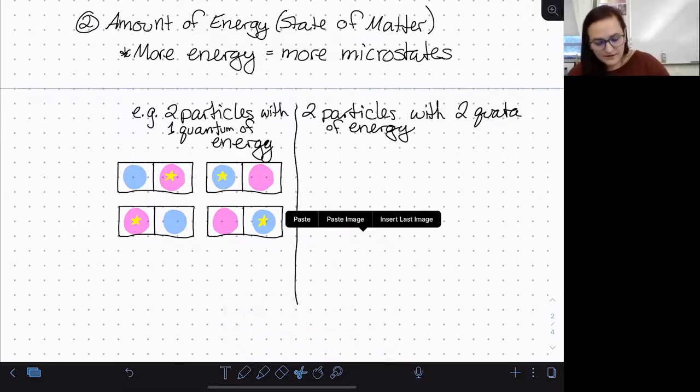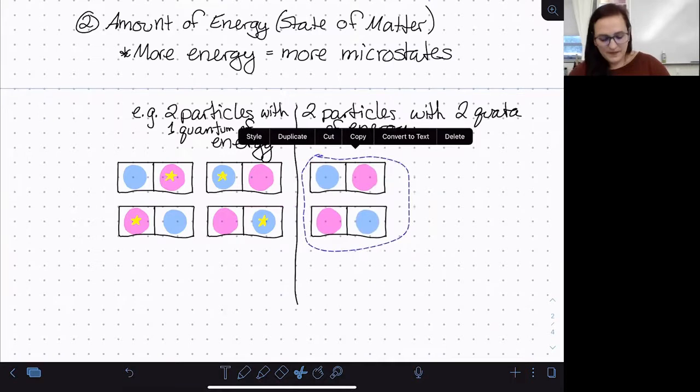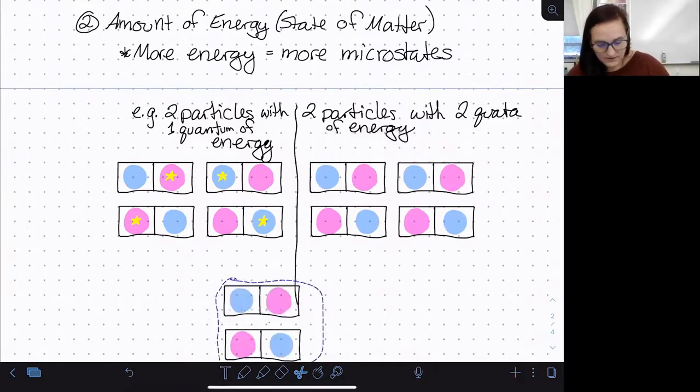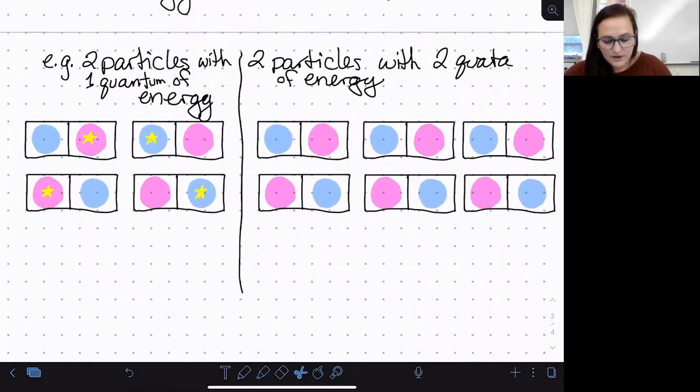If we look at the same thing with 2 quanta of energy, I now have even more choices. So if we consider a two-particle system with two quanta of energy, the top row is all the same particle arrangement, blue on the left, pink on the right, and then the bottom row has pink on the left, blue on the right. If I have two quanta of energy to distribute here, the most obvious version is to put one on each, that I can put one quantum of energy on each of my particles.